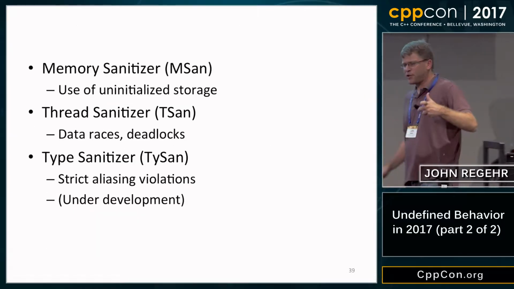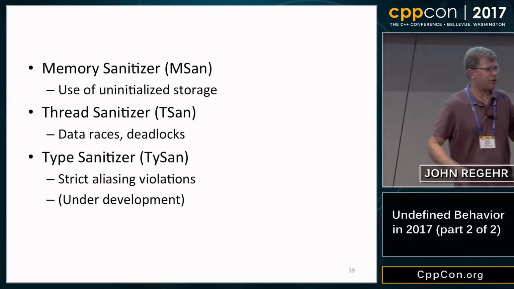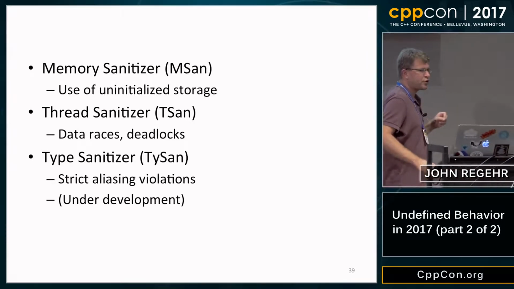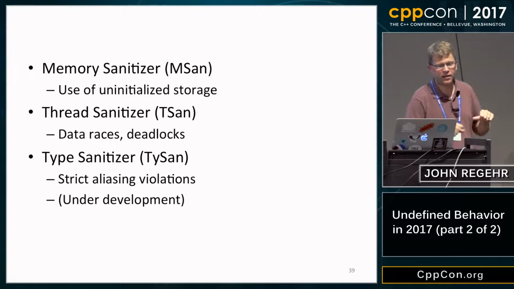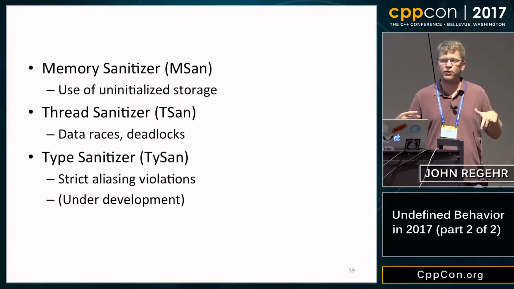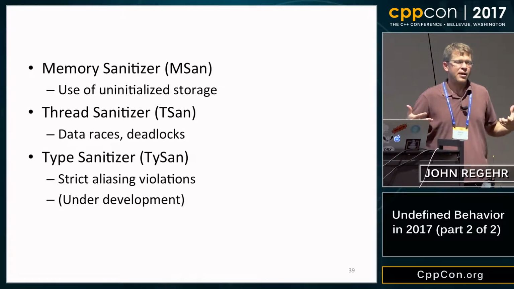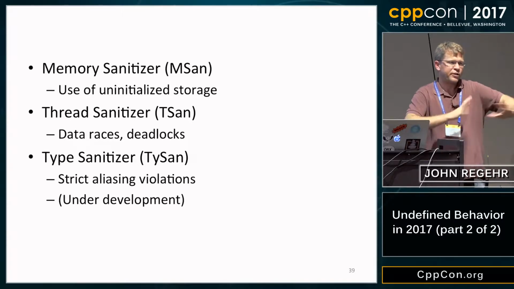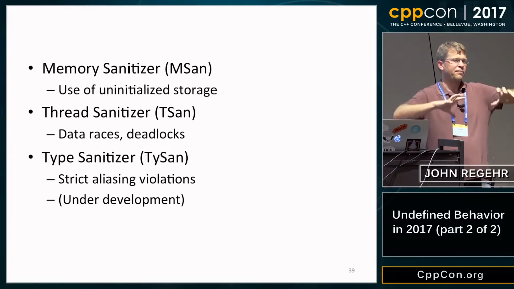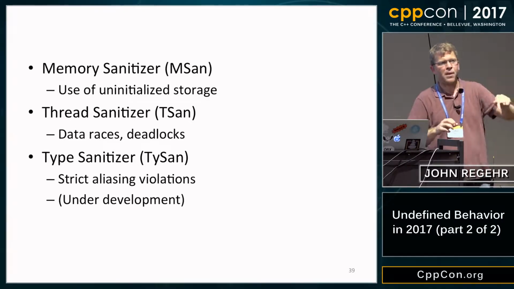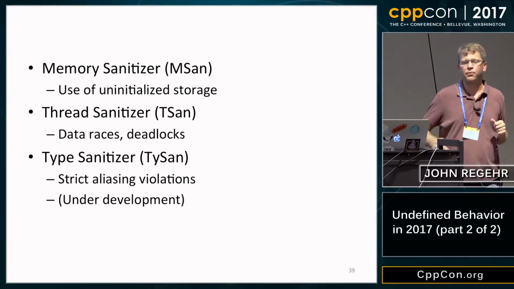So I'll just briefly mention some of these other ones. Memory sanitizer can check for use of uninitialized storage. Thread sanitizer can check for data races and deadlocks. And I don't know how many of you have used thread sanitizer, but it's really a pleasure to use. For a lot of kinds of bugs, at least that I make, I avoid writing threads when I can, but when I do write them and I have bugs, it really mentions the problem fairly concisely.